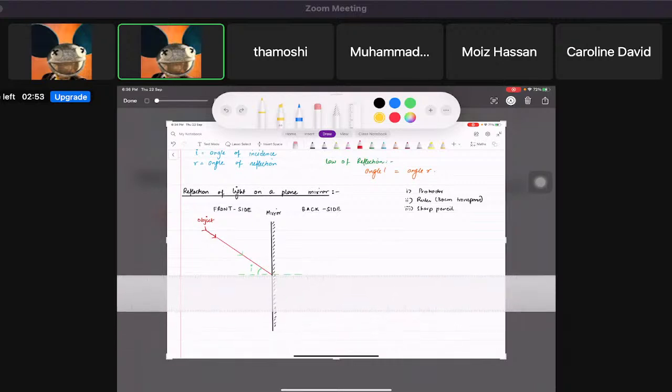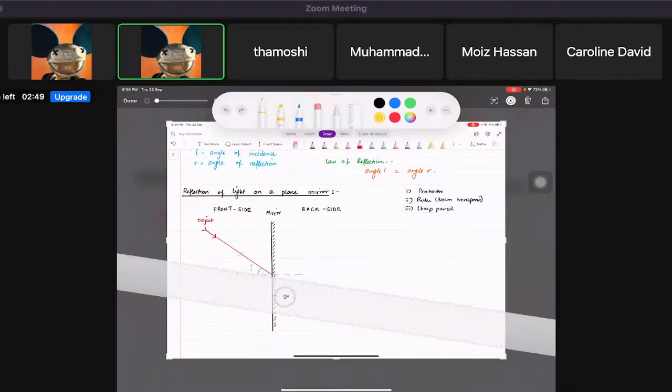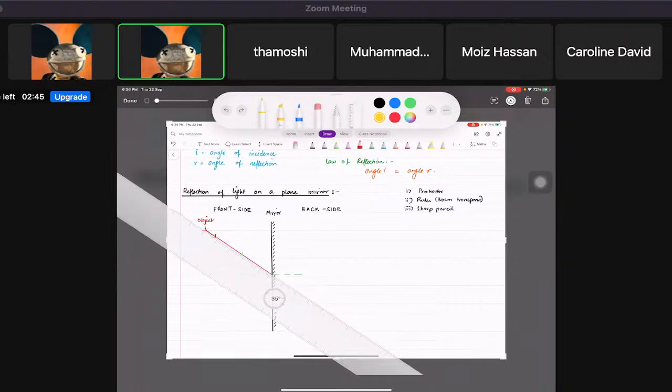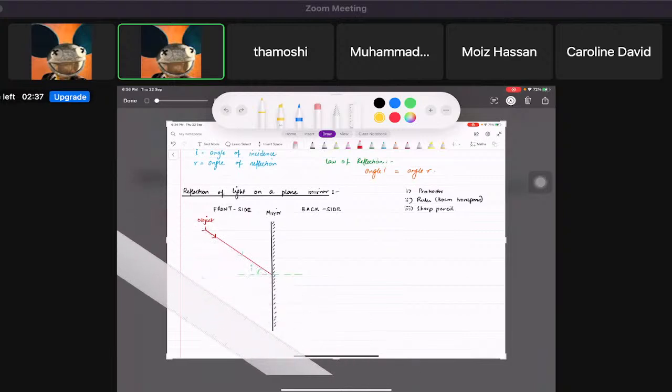So I'm going to measure this. You might have a different angle, of course, because of your line. It doesn't really matter. So this angle basically is, for me, 36 degrees. So I'm going to write 36 degrees. Is it clear?